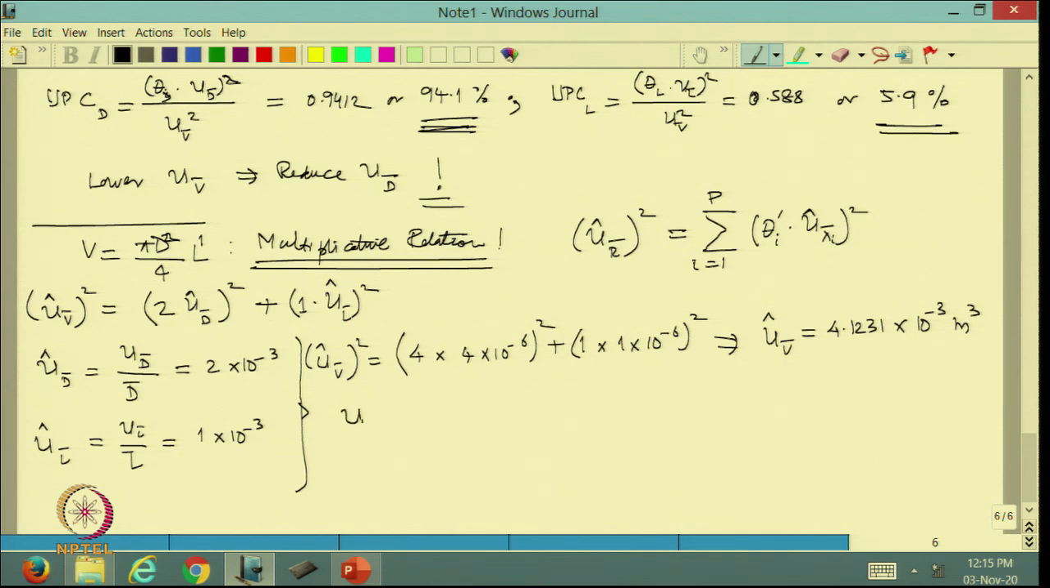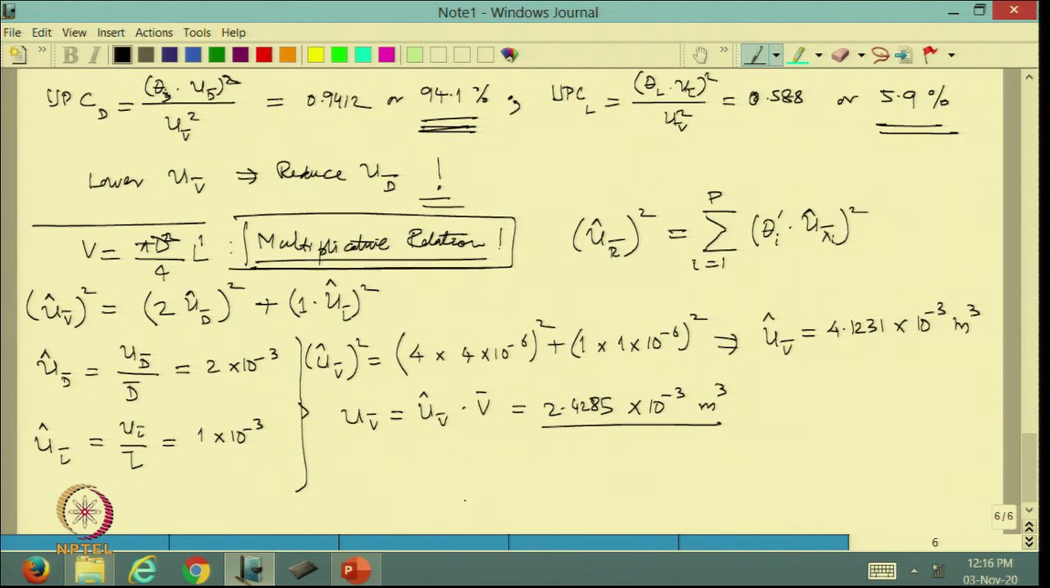And from there we can get u v bar, which is u hat v bar multiplied by v bar. We do this calculation and we get 2.4285 into 10 to the power minus 3 meter cube, which is the same answer we got by this other method. So, this example illustrates that if you have a multiplicative relation, you can use a much simpler technique without going through the details, and then work backwards and get the UPCs and UMFIs.